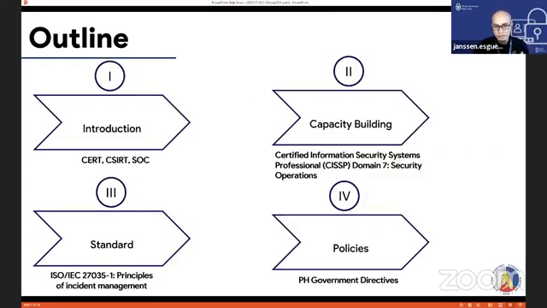I divided our outline for our last topic into 4 major sections. First section is an overview: what are CERTs? What are CCERTs? What is a SOC? Second is capacity building about security operations. Third, of course, we have a featured standard to have an overview of, which discusses principles of incident management. And of course, the last section will be focusing on legal basis or relevant policies of the government relating to Security Operations Center.